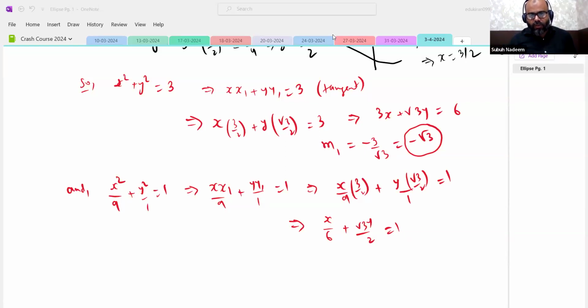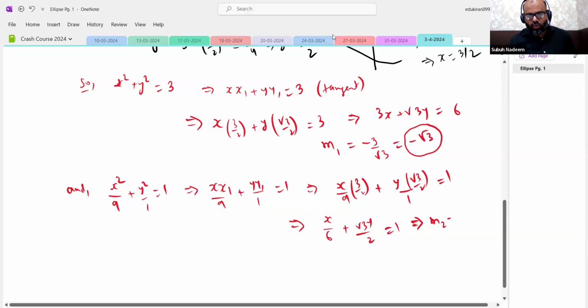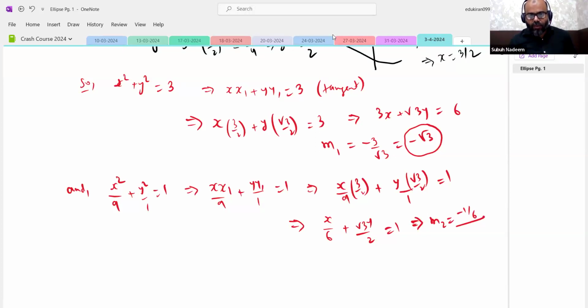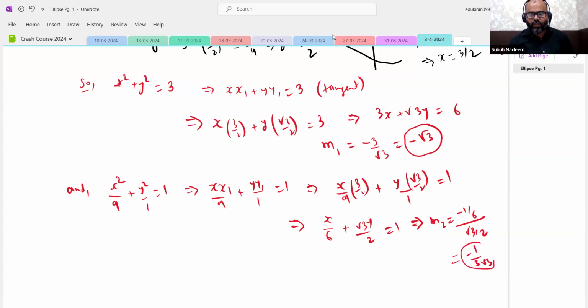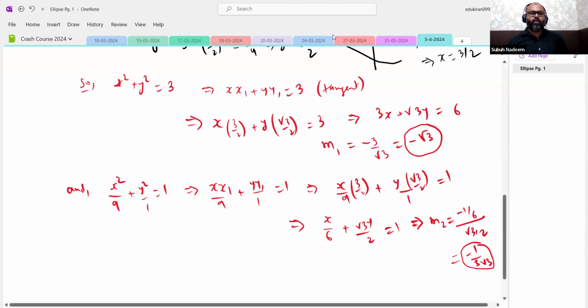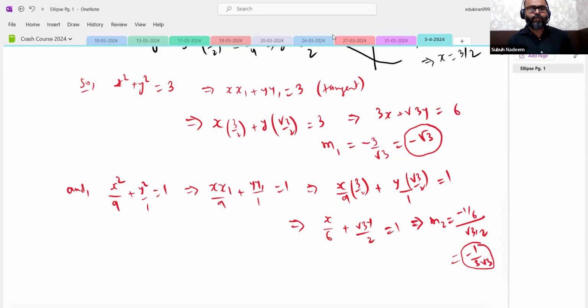Now if we see the slope here, m2, it is minus a by b, that is minus 1 by 6 over root 3 by 2. So this will become minus 1 by 3 root 3. So this is the slope m2, the slope of the tangent to the ellipse at the point of intersection. So write both of these.